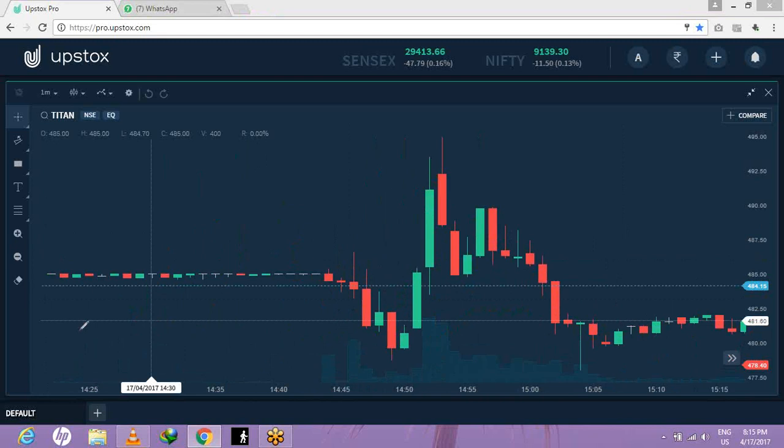See here, what did you get? Confidence, or you can say confusion. This is not very clear, but you can use it. In that case, you could have put your buy order 1 rupee above, since it is near 485, so you could have put your buy order 1 or 2 rupees above and your sell order below, anywhere.